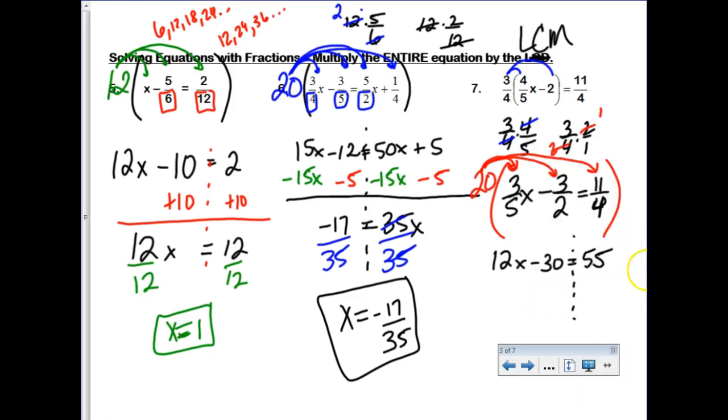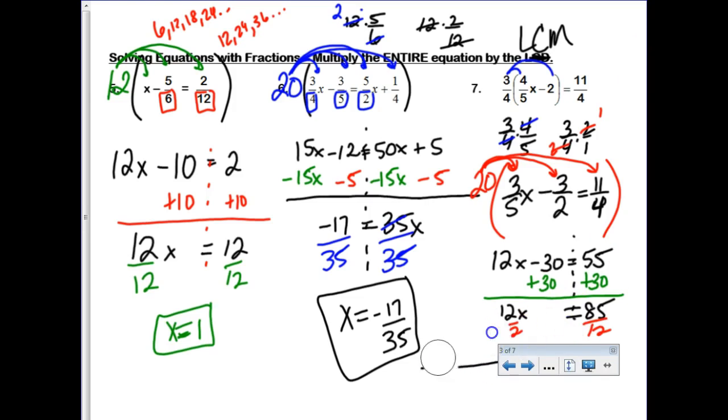Alright, so we're going to add 30 to both sides. And we have 12x equals 85. So dividing both sides by 12, this fraction does not reduce. So I'm going to leave my answer as 85 over 12.